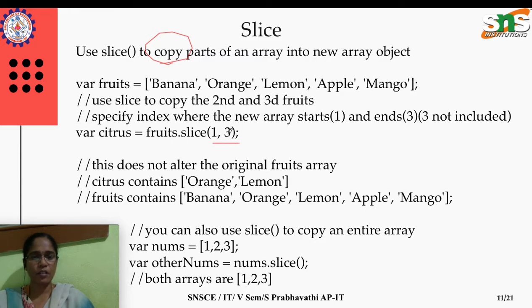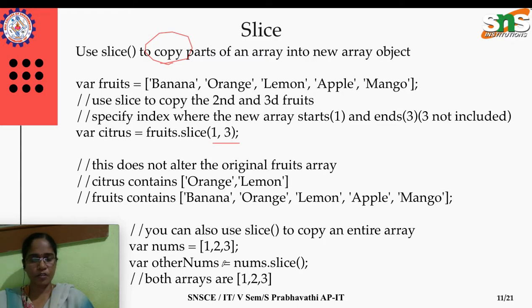Okay, actually, so the end position minus 1 of minus 1 items gets copied. It means 3 minus 1 is 2. So starting from array location 1, 2 items get copied into the citrus, and the fruits retain its value as it is.